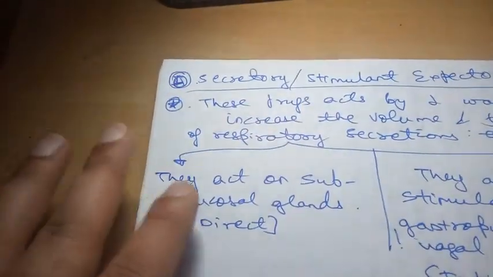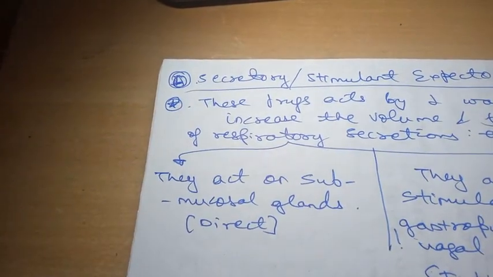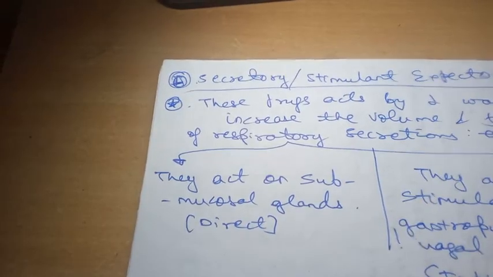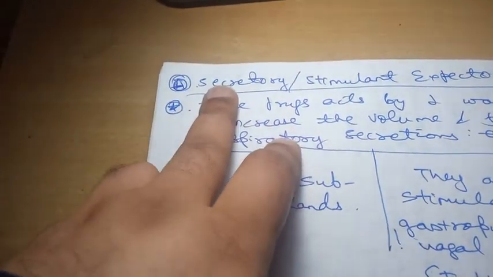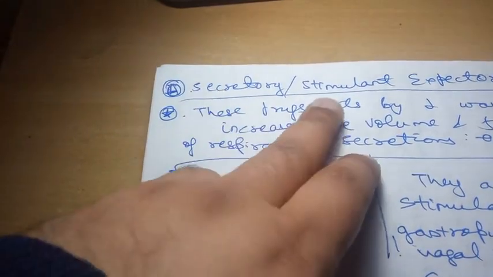Alright, so right now we'll be discussing secretory or stimulant expectorants. That is the first category of expectorant. In the previous lecture, we discussed the overall classification of expectorants. Today we'll be starting with the first category of expectorant, that is secretory or stimulant expectorants.